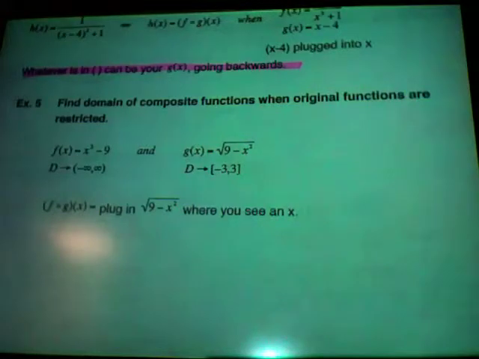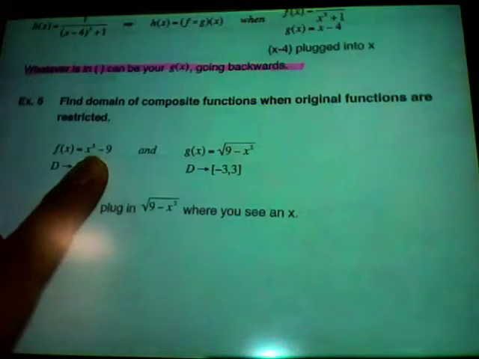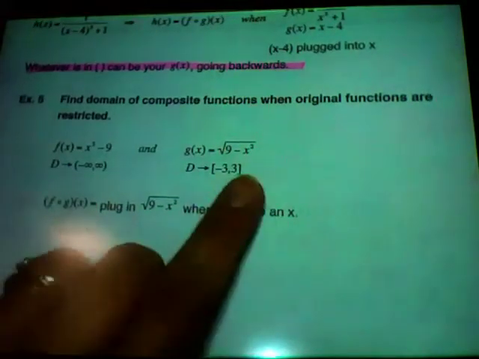So now look at example 5. We've had some trouble finding domains. Didn't we just talk about it with example 1? Okay. So you're going to find the domain of a composite function when the original functions are restricted. So if this is f of x, is this restricted at all? Is there any restriction on that? Is it in a denominator? No. Is it under a radical? No. This is not restricted then. That's why, do you see the domain is from negative infinity to positive infinity? That's an unrestricted domain. Look at the g of x.